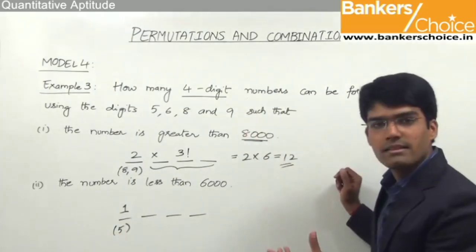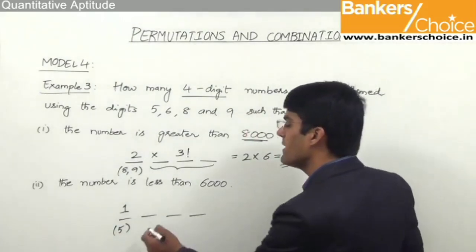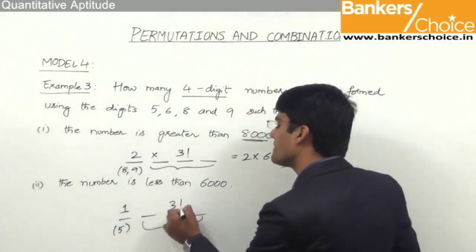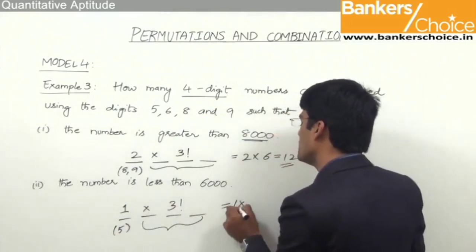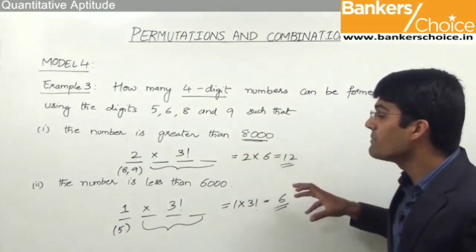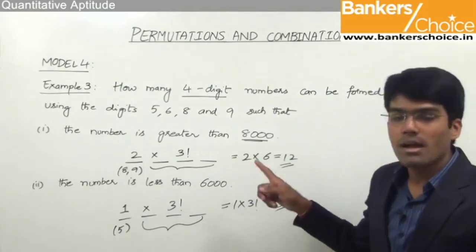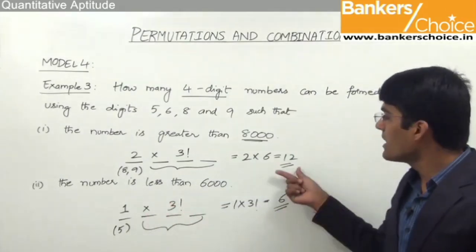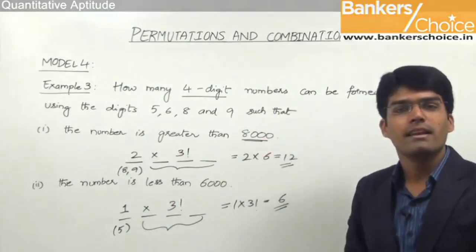Now the left out digits, 3 digits and 3 positions, can be filled in 3 factorial ways. So we can say the final answer here is 1 into 3 factorial. That is nothing but 1 into 6, which is equal to 6. So 6 numbers can be formed where the number is less than 6,000, and 12 numbers can be formed where the number is greater than 8,000.